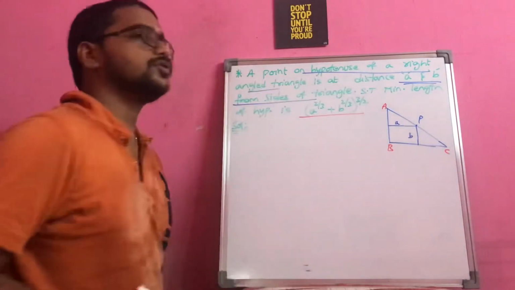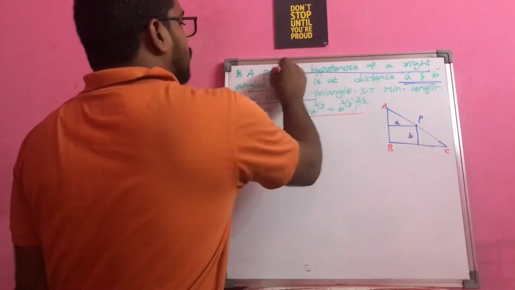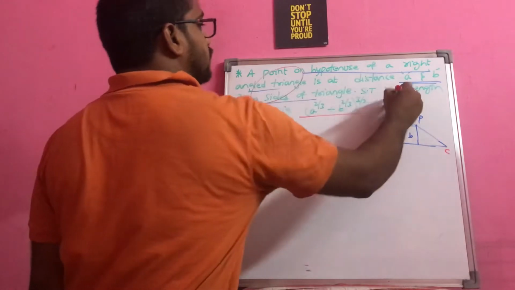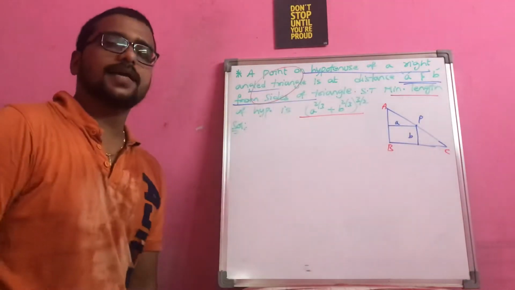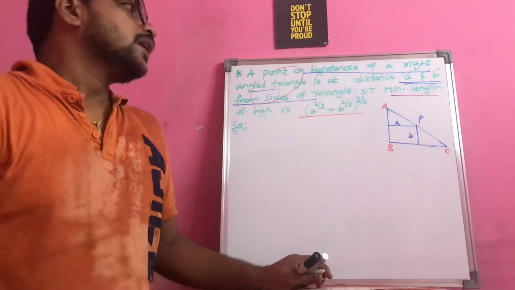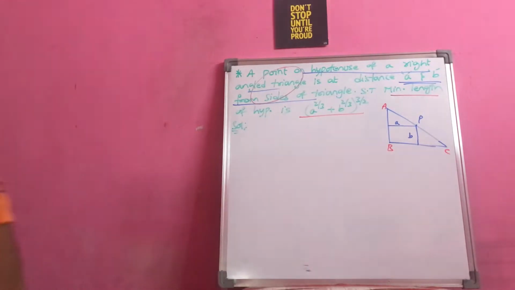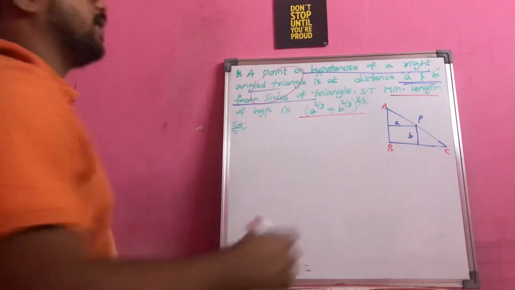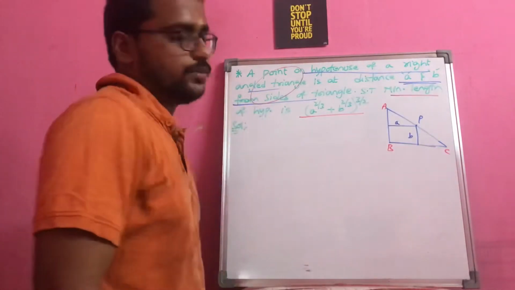So what they are asking is the minimum length of the hypotenuse. This and all is the given information, and this is the function that has to be maximized or minimized. That means it has to be differentiated. So let us see this question. The length of the hypotenuse has to be minimum. That is the first condition they have given to us.